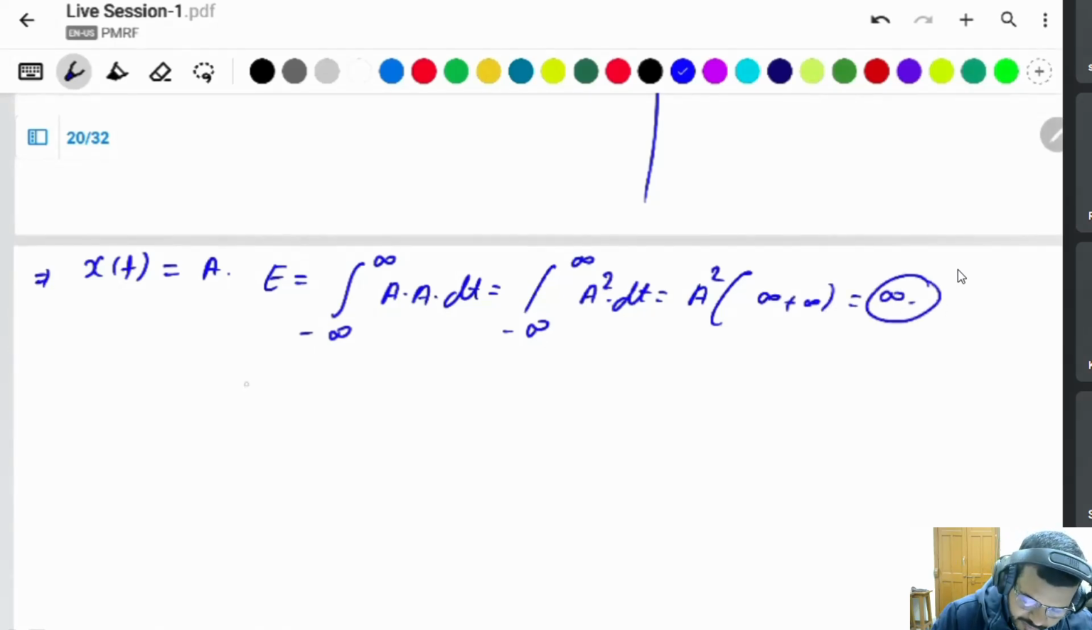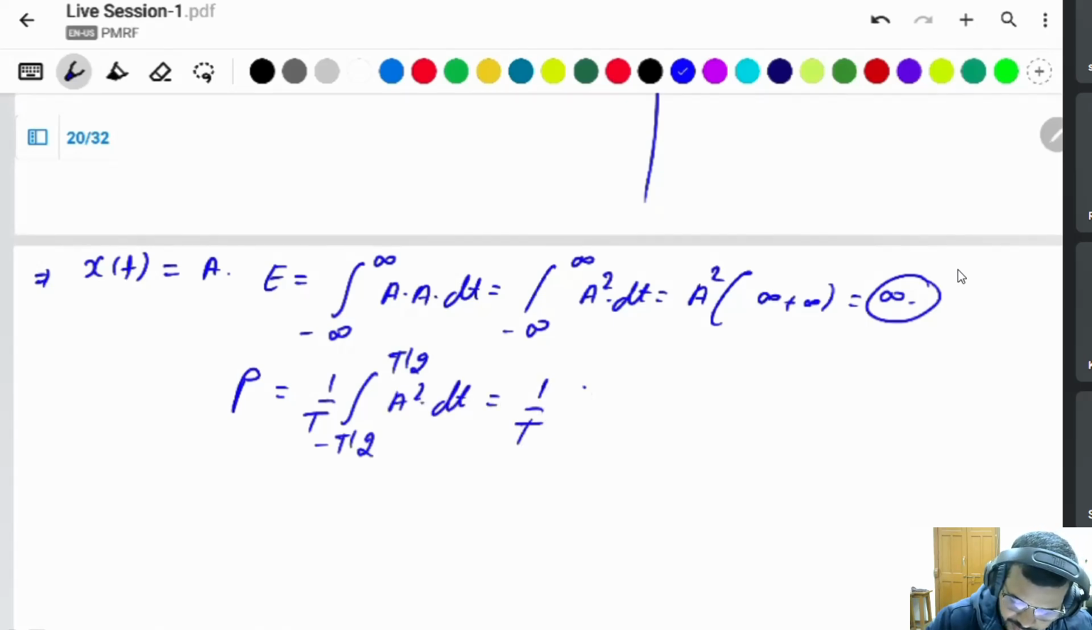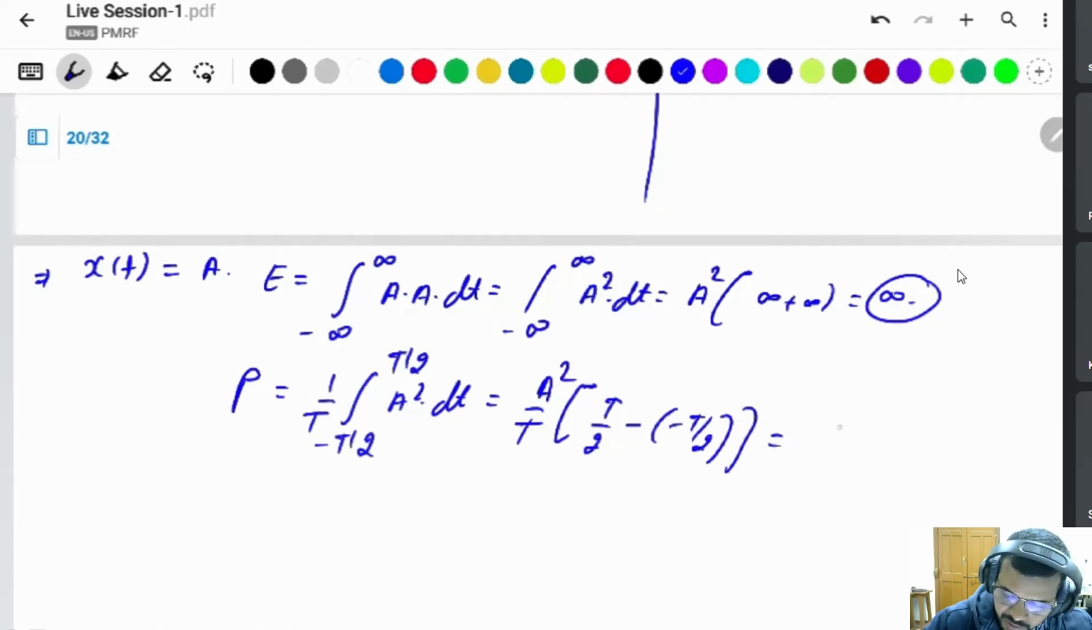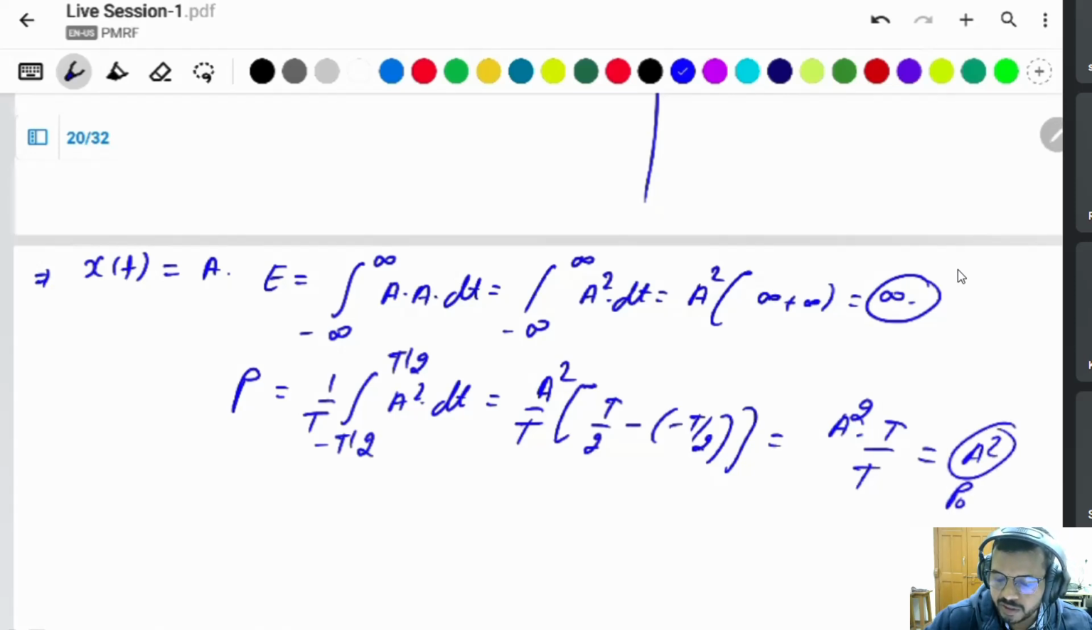Energy will be infinity. And power, 1 by t, t by 2 to t by 2, a square into dt. 1 by t, a square will be common, 1 is there, then t by 2 minus of t by 2, so this will be a square into t divided by t, cancel out, a square is there. This means this is the power. Power is calculated, energy is infinity, so this is a power signal.